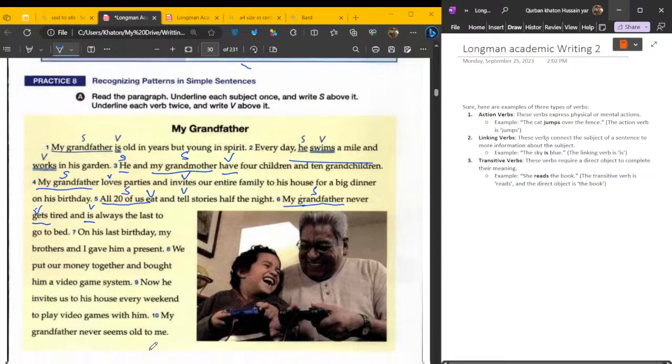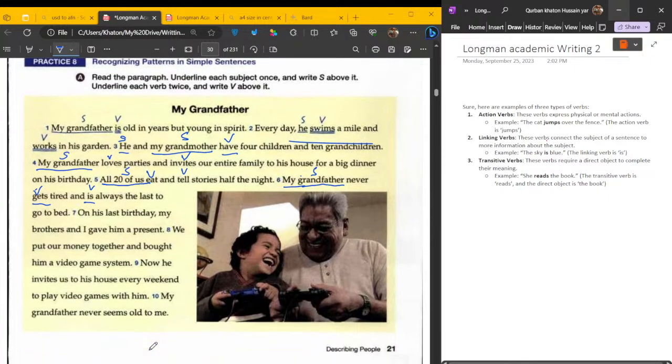On his last birthday, on his last birthday is not the subject at all. My brothers is the subject, and I is the subject. Gave is the verb, him a present. We put, okay, we is the subject, put is the verb, our money together and bought is the verb, him a video game system.